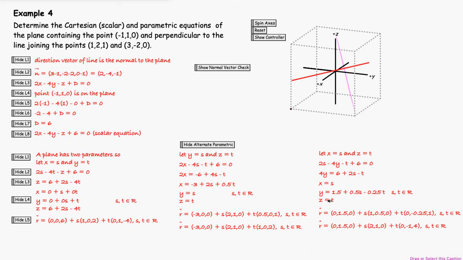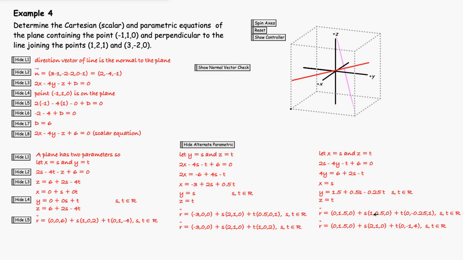And of course, the other parametric equation was z is t. So for the point, we are 0, 1.5, 0. For s, we are 1, 0.5, and 0. For t, we are 0, negative 0.25, and 1. That's where those have come from.